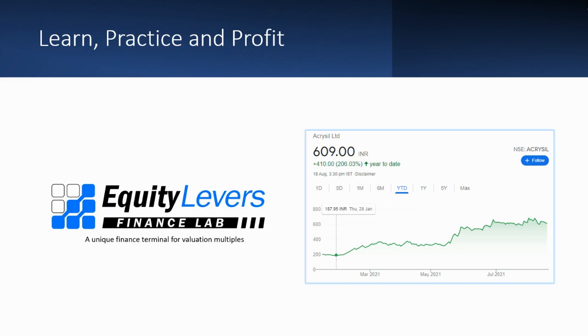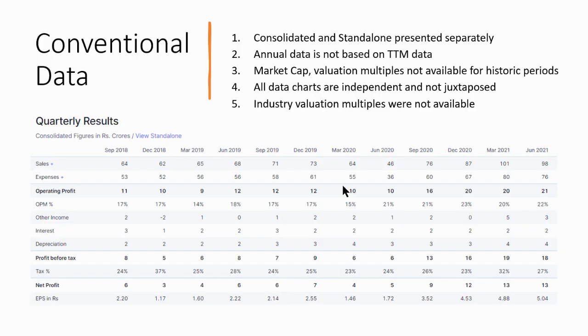So we're going to look at Acrysil Limited. As you can see, this company has given a 200% plus upside in the last 1 year. The price is 609. The conventional data is presented in this format, separately for consolidated, separately for standalone, and each separate data point, whether it is annual data, quarterly data, ratio data, is separately listed.